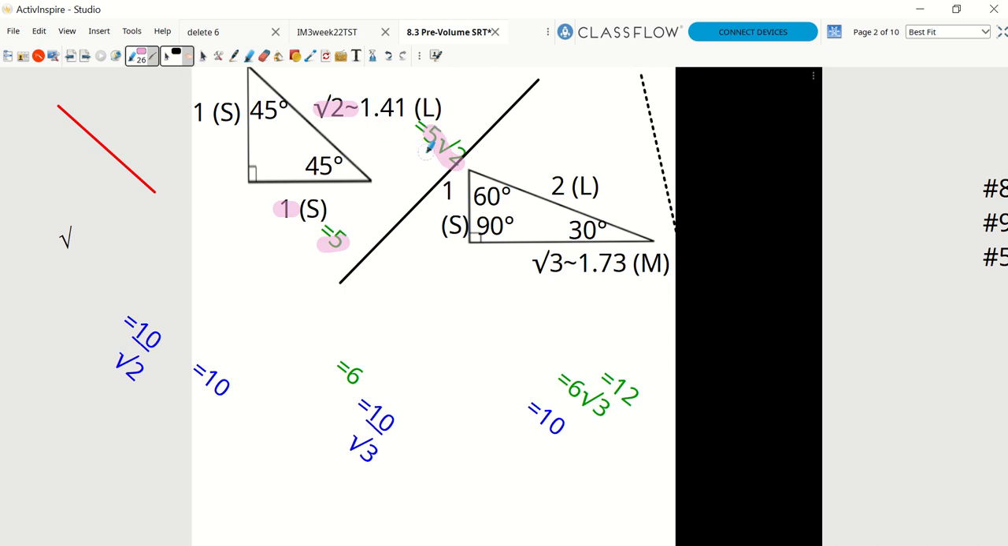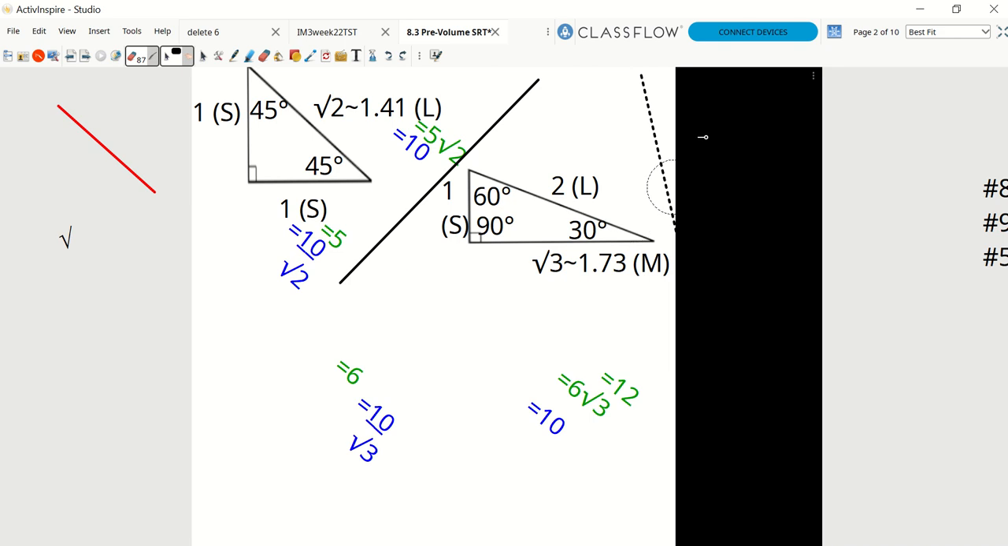Now if you're multiplying by root 2 to go from small to large, what do you do to go from large to small? Divide by root 2. So if large was 10 and you want small, you divide by root 2 and you get 10 over root 2. Does that make sense, folks?